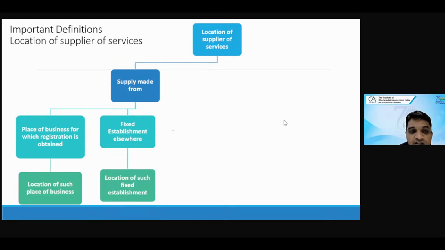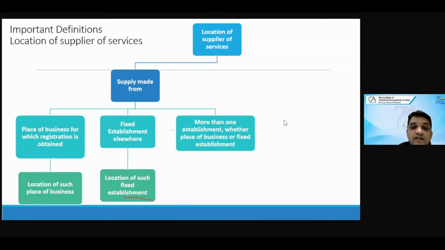Then the location of such fixed establishments becomes the location of supplier. Okay. First, if he is registered, then the place where he is registered is the location. But apart from registration, if he's providing services from any other fixed establishment, then that fixed establishment becomes the location of supplier.